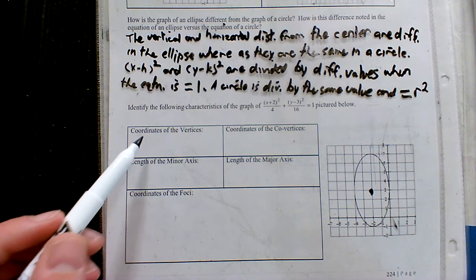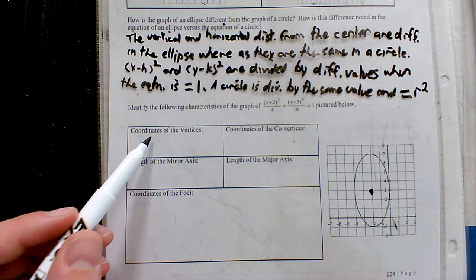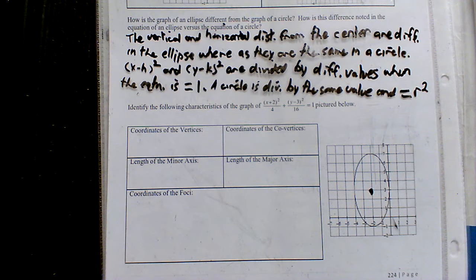Alright, so let's look at some of the questions. It says find the coordinates of the vertices. Well, who remembers what the vertices are? How do we find those vertices? I mean, they give us a picture, but where are they at? If you're not sure, we had a definition on the first page when we started ellipses for vertices.